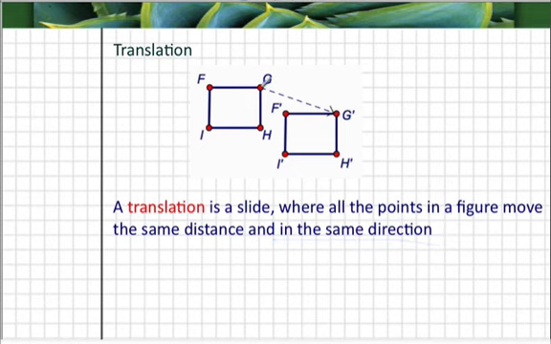So we can see that G has kind of moved down and to the right. F has moved down and to the right. H has moved down and to the right. I has moved down and to the right. They've all moved exactly the same amount and in the same direction, and that's a translation. So those are the types of transformations that I want you to be able to identify and recognize, and then in class we'll practice identifying those and working with them in the coordinate plane.